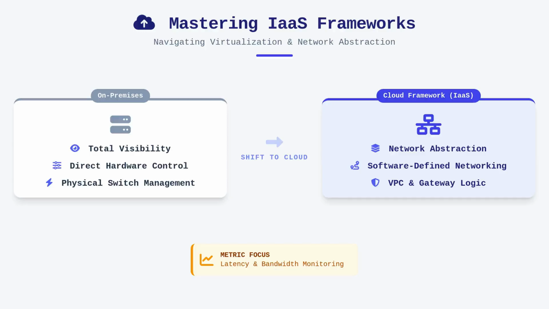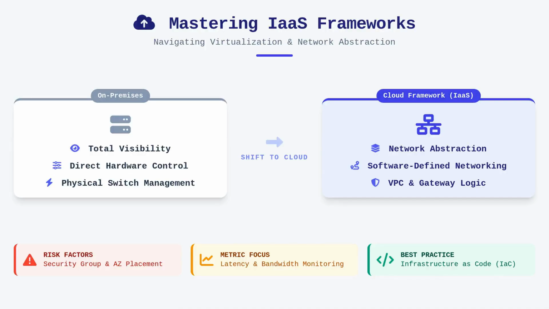Monitoring these metrics is essential because poor configuration of security groups or improper placement of instances across availability zones can inadvertently create bottlenecks. Mastery of this layer requires you to treat infrastructure as code, ensuring that your provisioning patterns remain consistent, repeatable, and secure.